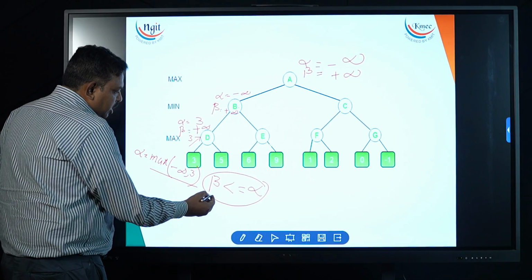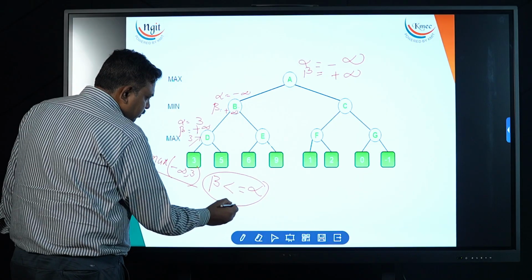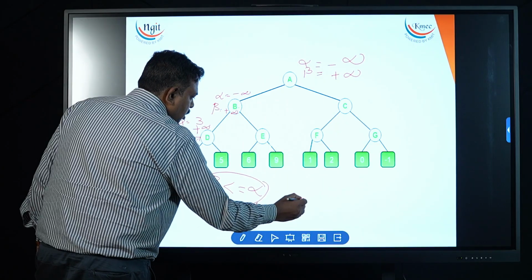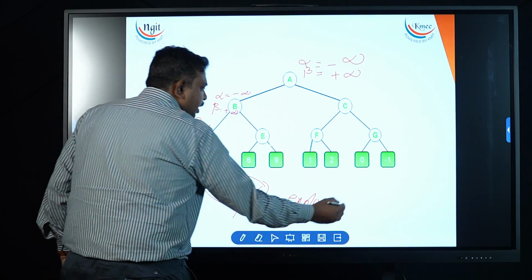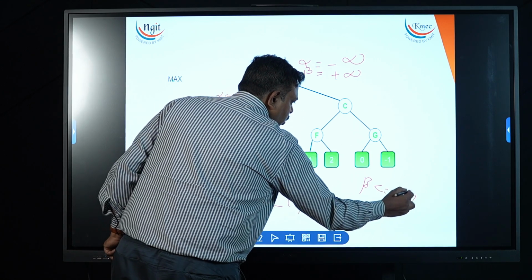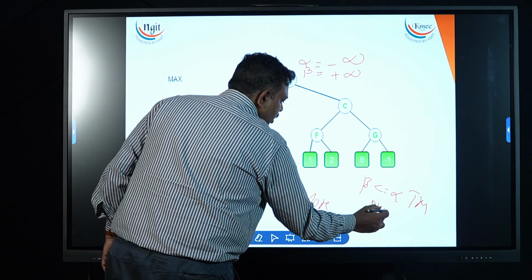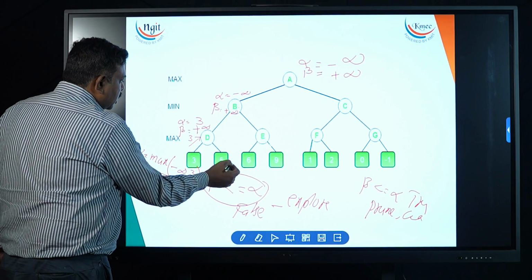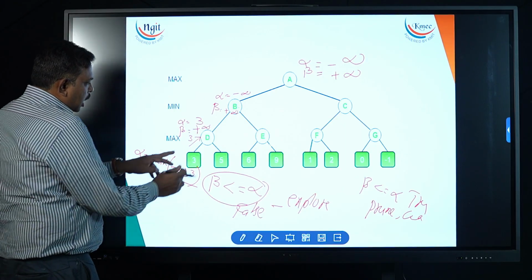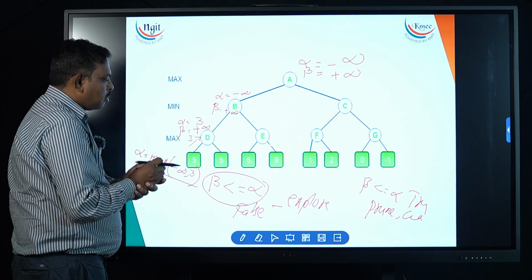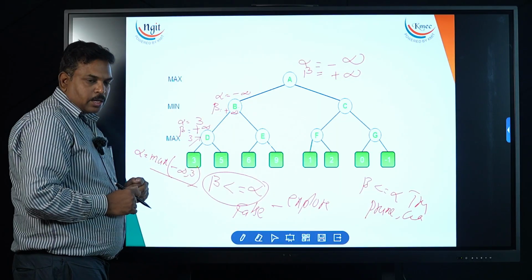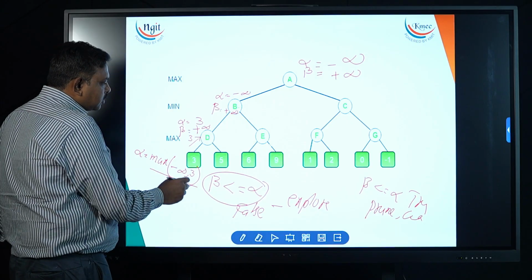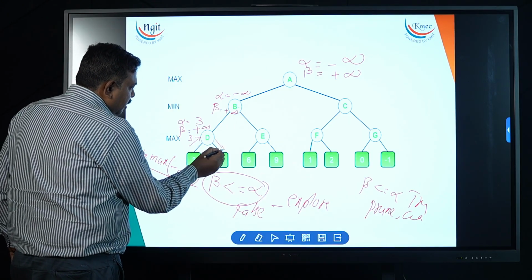Now I check the condition. If beta is less than or equal to alpha is false, then explore the next child. If beta is less than or equal to alpha is true, prune or cut down the right child. Once it is true, you don't need to check for 5. Suppose alpha is now equal to 3 and beta is equal to plus infinity. So beta is less than or equal to alpha will be false. When it is false, again I go for exploring 5.